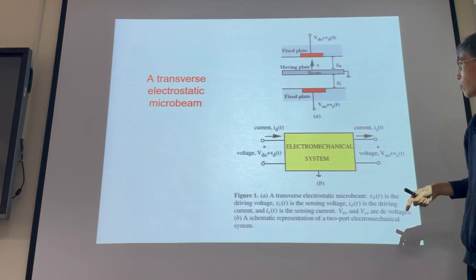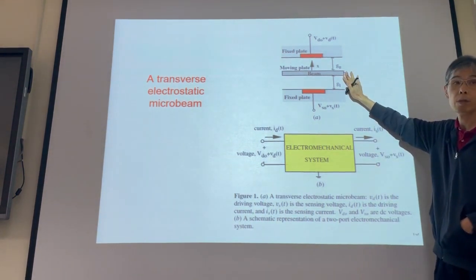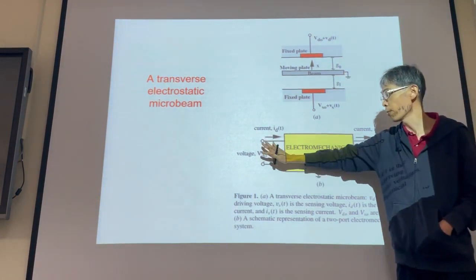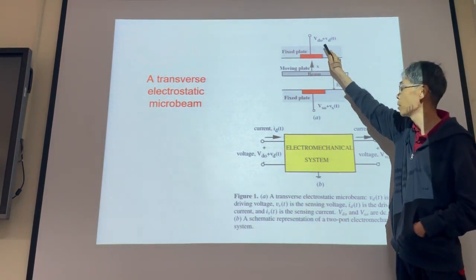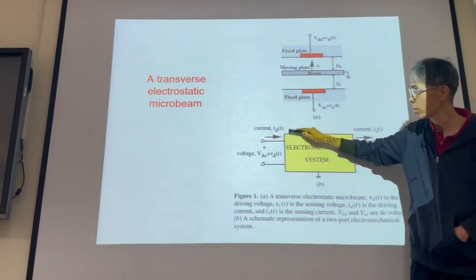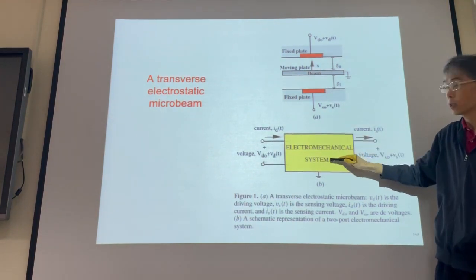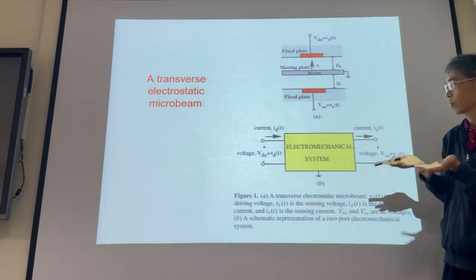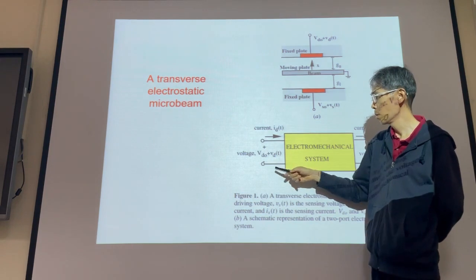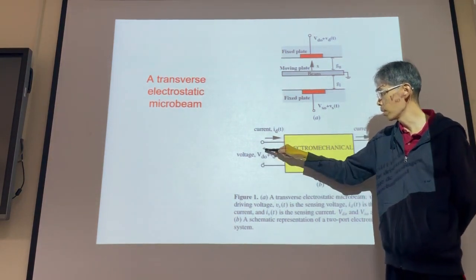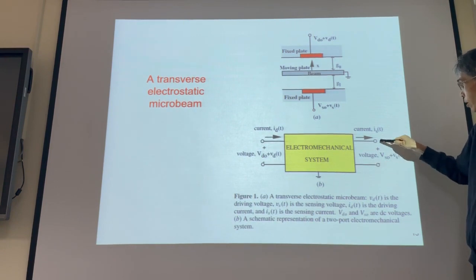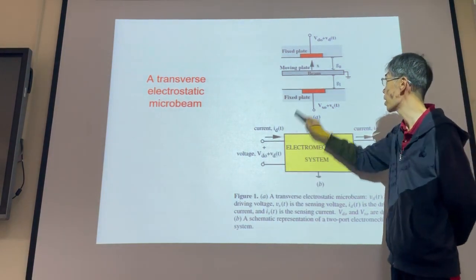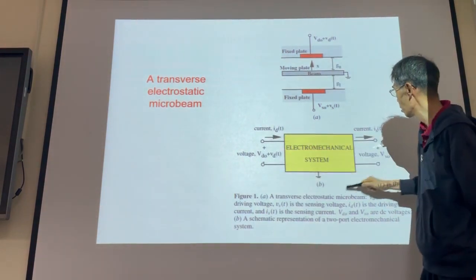Okay, so this is the mechanical system, and this is the electrical system. We have two ports, port 1 and port 2. This electromechanical system is a black box. Then voltage: this is ground, and this is positive. So the voltage VSO plus VS, the voltage VDO plus VD, and the current ID, current IS.